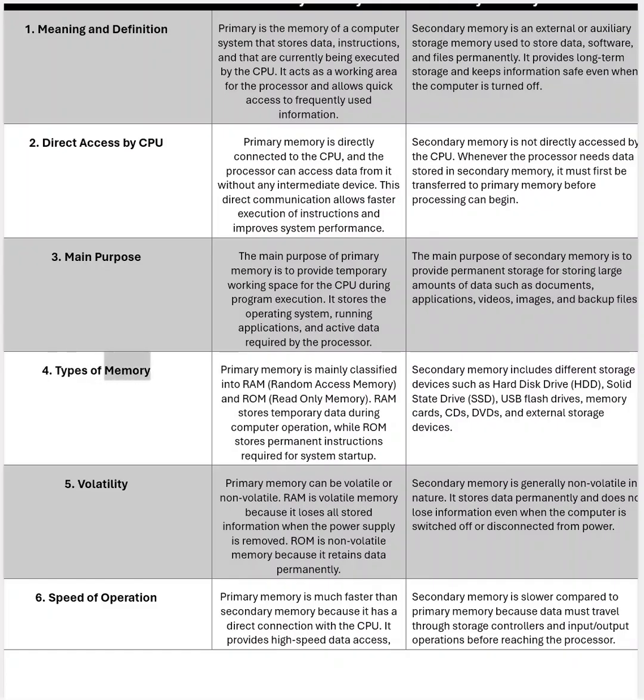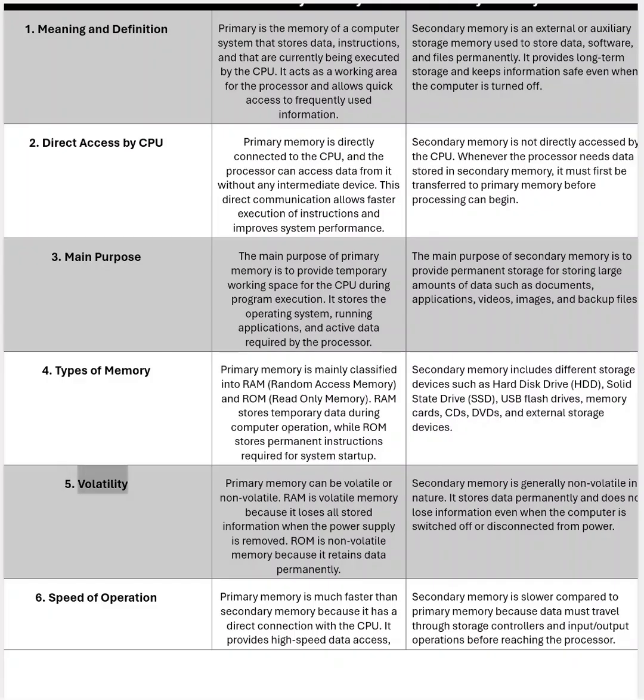4. Types of memory. Primary memory is mainly classified into RAM, random access memory, and ROM, read-only memory. RAM stores temporary data during computer operation, while ROM stores permanent instructions required for system startup. Secondary memory includes different storage devices such as hard disk drive, HDD, solid-state drive, SSD, USB flash drives, memory cards, CDs, DVDs, and external storage devices.